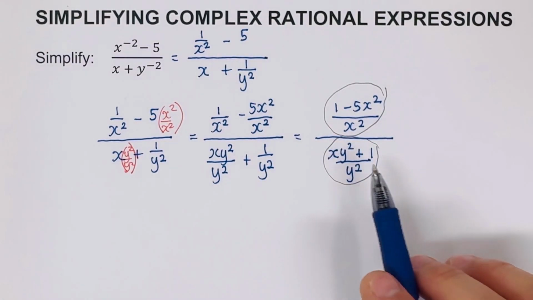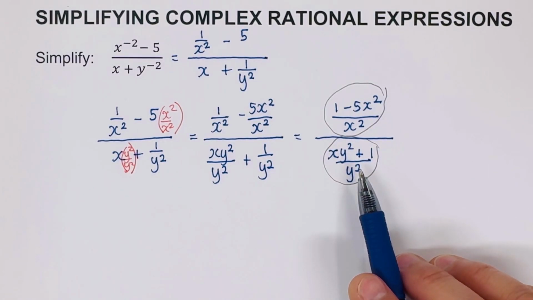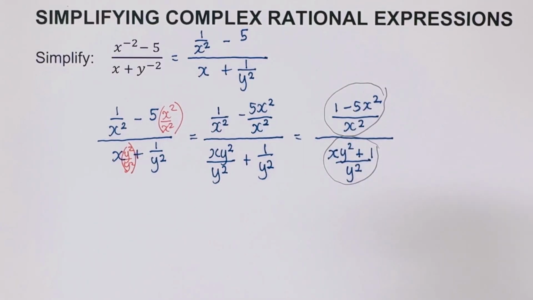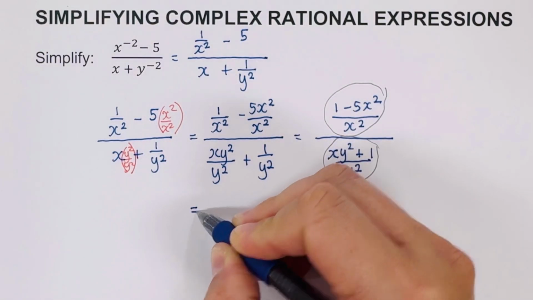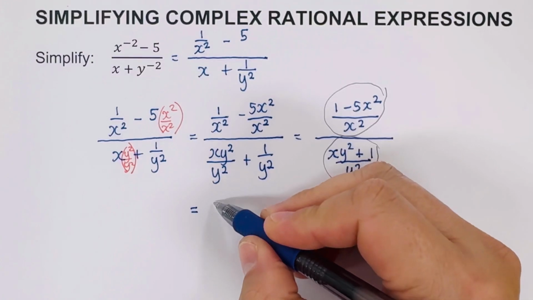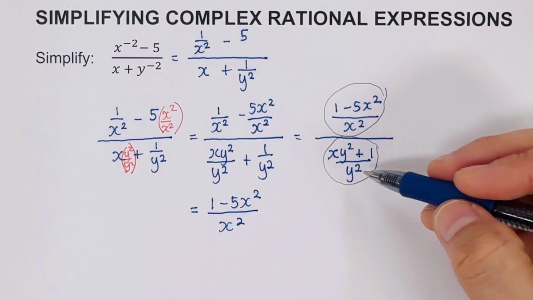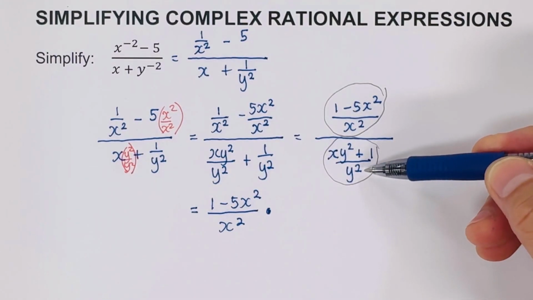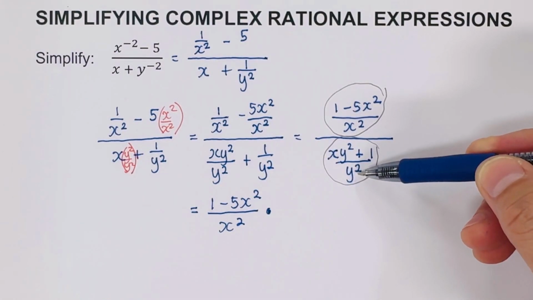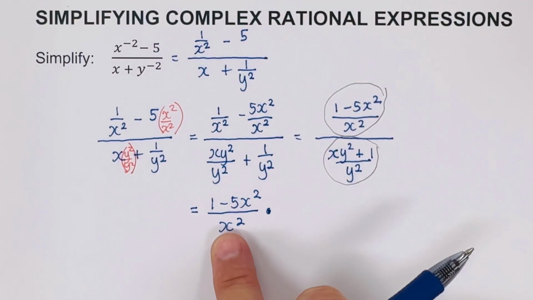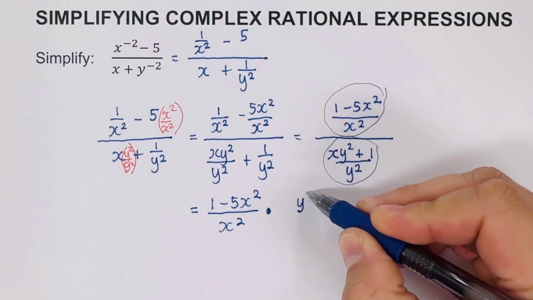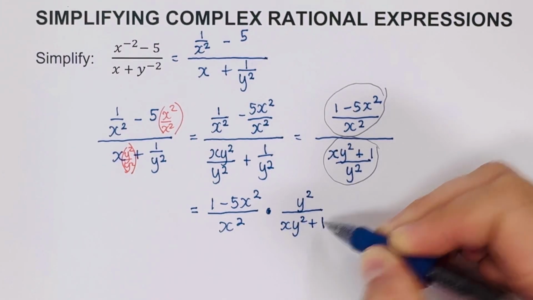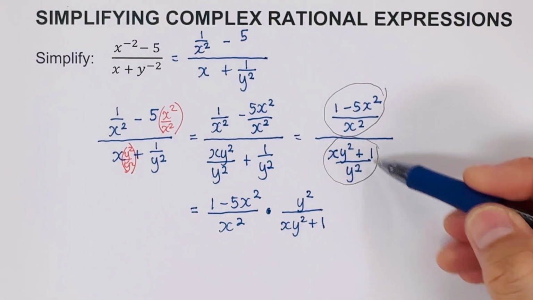Please notice that this is an example of a complex rational expression because the numerator is a fraction and the denominator is a fraction. To do this, we're going to copy the numerator first. Now, what we do is we are going to multiply by the reciprocal of the denominator, meaning we are going to flip this and we multiply it to the first. So this would come out y squared over xy squared plus 1. So what I did was I flipped the denominator.